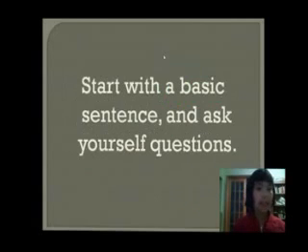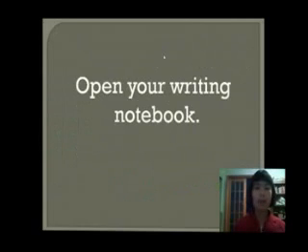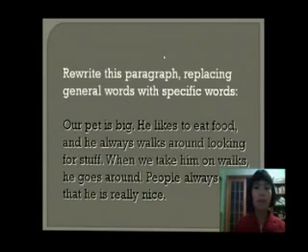Start with a basic sentence and ask yourself questions. Before, Ron was a big man with brown eyes. What type of big? Fat? Tall? Did he look like he could hold his own in a fight? After, Ron was a hulking man with brown eyes. So, open your writing notebook and rewrite this paragraph, replacing general words with specific words.